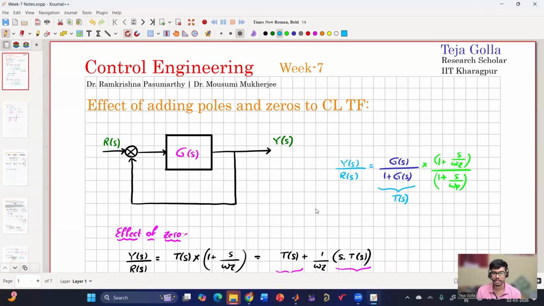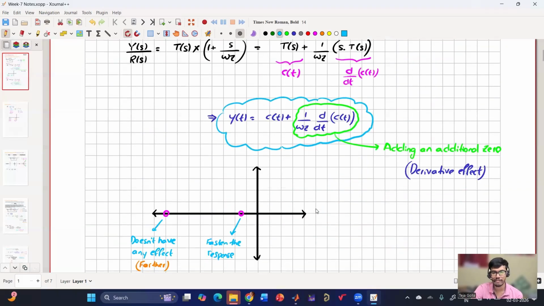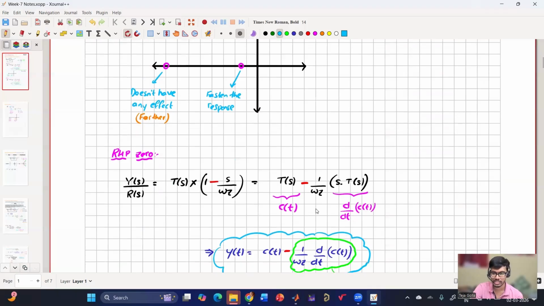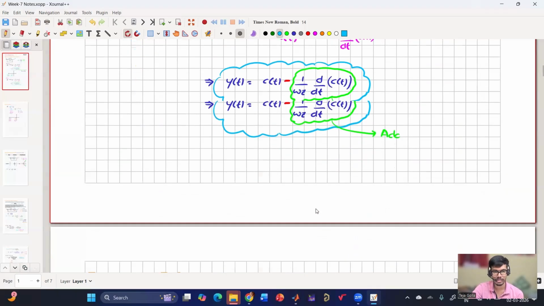So just to quickly summarize, in week 7, we have discussed the basics of control design. We started with the effect of adding a pole as well as a zero to the closed loop transfer function. First we saw the effect of a zero, which has a derivative effect, so it will fasten the response. If it is far away from the imaginary axis, then it will not have any effect.